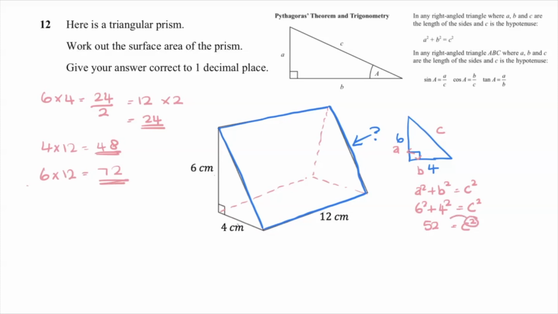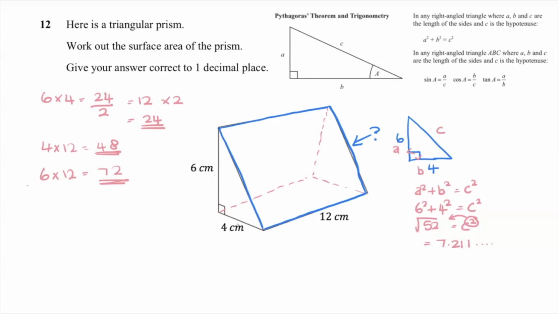So I get rid of that, move it across. It lands as its opposite. And we get 7.211 and on it goes. So that value is going to get multiplied by the 12 to get the sloping face.